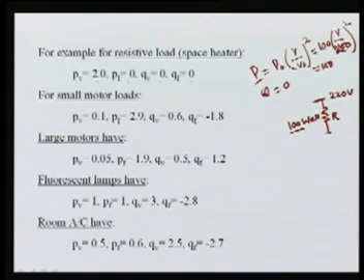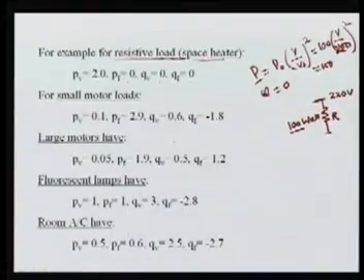So it is a simple resistive load, and it is used in incandescent lamps, simple bulbs, or it can be used in heaters. Heaters also have resistive filaments. For smaller motor loads, they suggested that the PV value should be 0.1, PF here is 2.9, QV is 0.6, and QF is again negative here, 1.8.